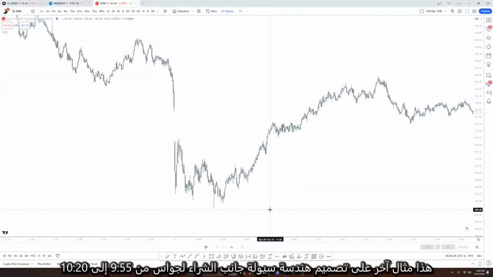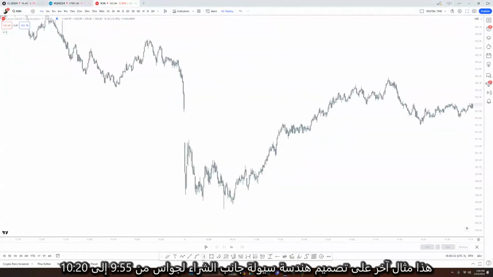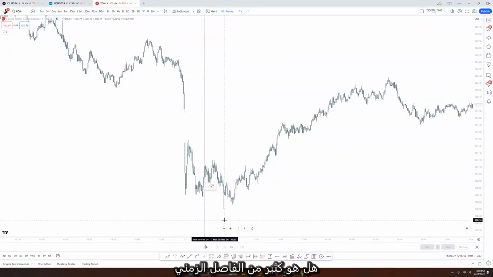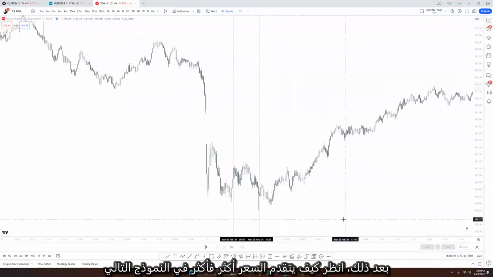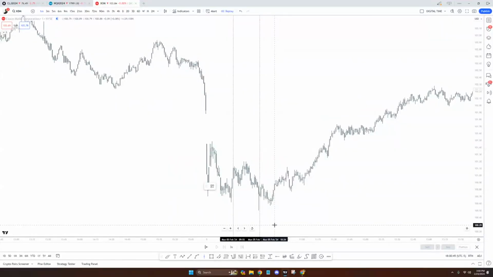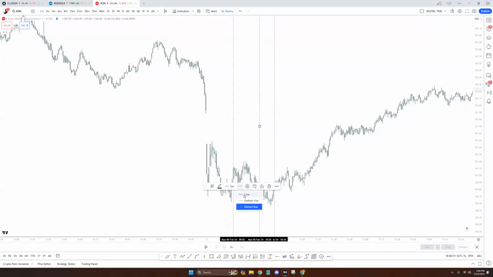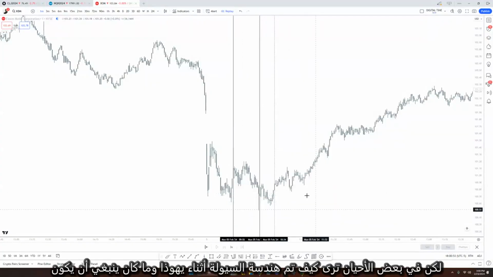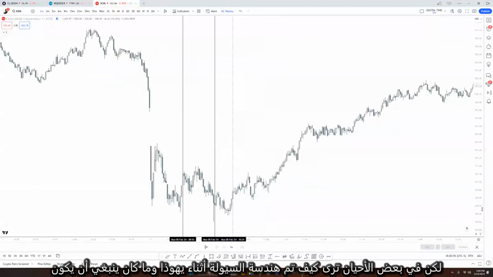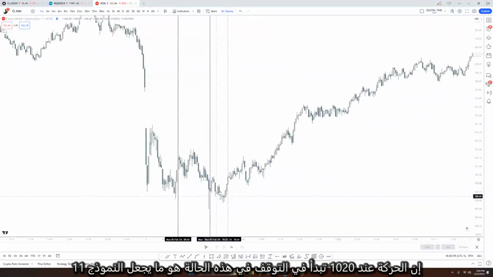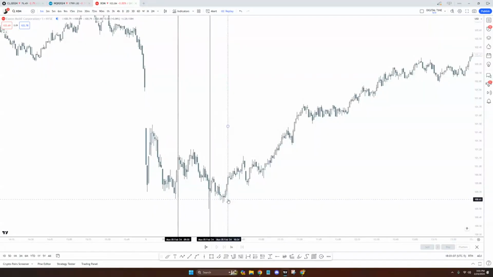Here's another example of engineered buy side for Judas from 955, 1020 is the allotted interval. After that, see how price proceeds further and further into the next time model. 1034 is the next interval for that time model. But at times you see how there's engineered liquidity during Judas, and what should have been the move at 1020 begins to stall out. In this case, this is what makes model 11 occur at 1034.